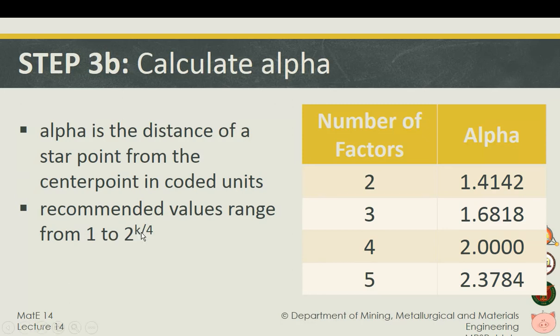Time and temperature, so that's two factors. So we have 2 raised to 2 over 4. So that's 2 raised to 1 half, or just the square root of 2, and the square root of 2 is equal to 1.4142. Okay, so if you look again, for example we have 4 factors, so that's 2 raised to 4 over 4, which is 2 raised to 1, and 2 raised to 1 is equal to 2. So you can use this equation to solve for the alpha value.